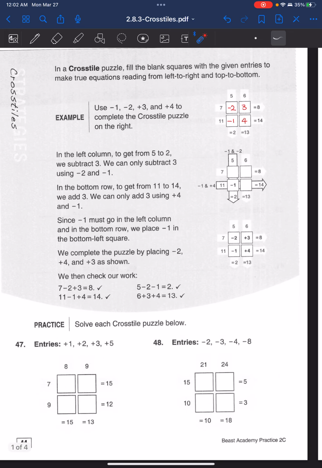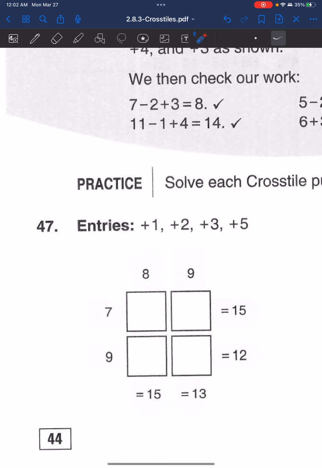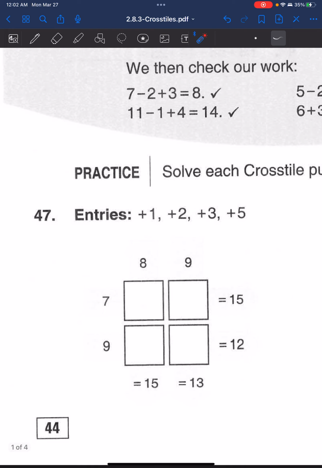Now we have a lot of crosstile puzzle questions and practice problems, and I'll be going over these practice problems. If you need time to solve these crosstile puzzles on your own before I go over the solutions, feel free to pause the video at any time and then resume when you finish the question. So let's look at number 47.